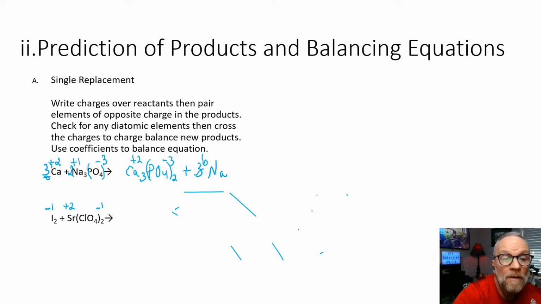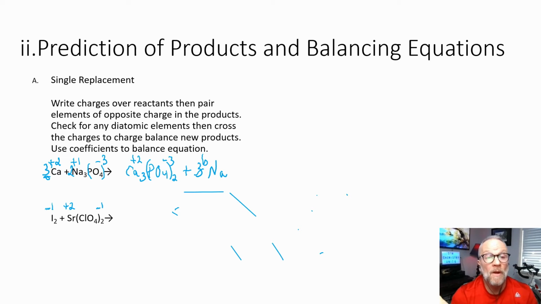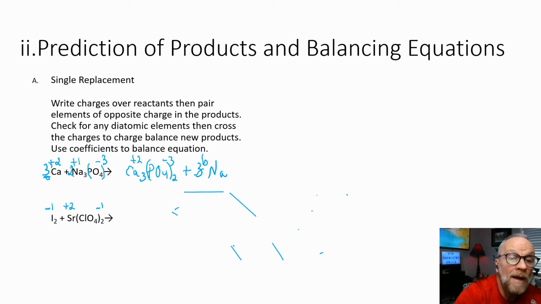And here, this one's a little weird because we have a nonmetal replacing another nonmetal. And so these guys are going to replace each other. So strontium will dance with iodide, and then we will have perchlorate by itself.